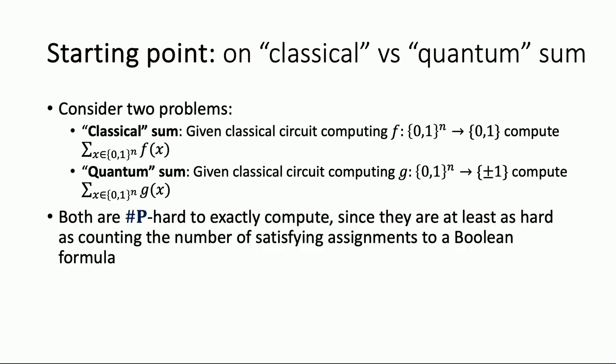Sharp P, thank you. Right? It's very simple to see. It's because certainly if I can compute either one of these sums, I can compute the number of satisfying assignments to a Boolean formula. Okay? A Boolean formula being a very special case of a classical circuit.